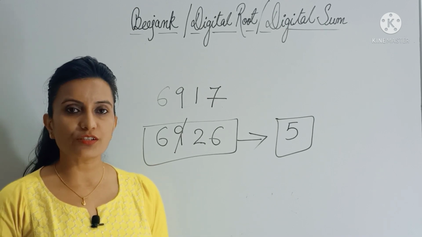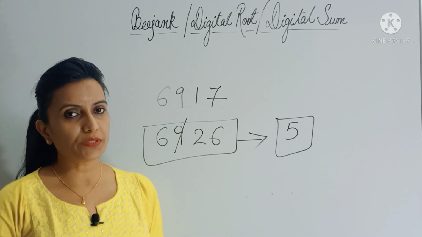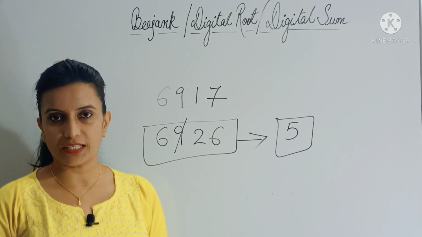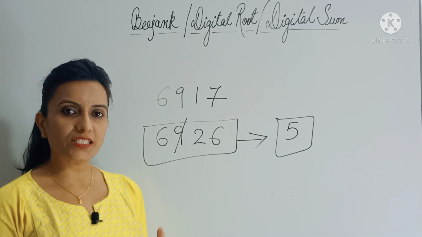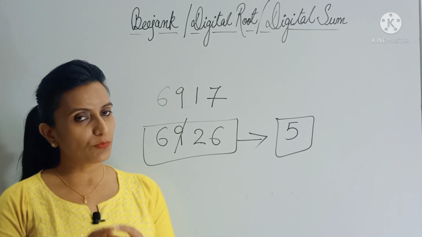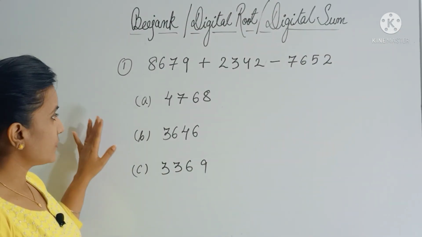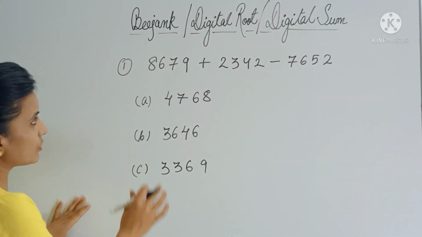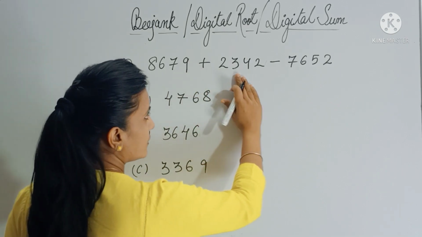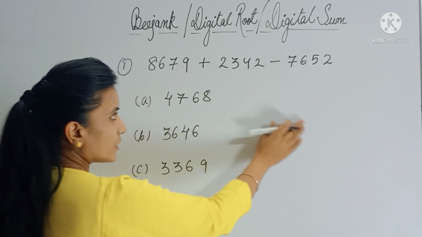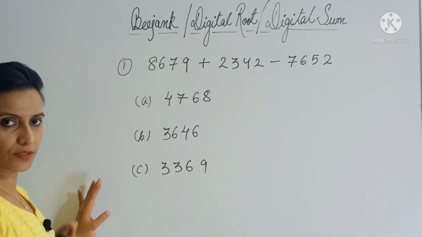It can increase your calculation speed in competitive exam and you can save a lot of time. So let's see how digital root helps us to do multiple choice questions really quick. Now let's do this multiple choice question. So here you can see that you have to add these two numbers and then you have to subtract this number. So here you don't have to actually perform the calculation.